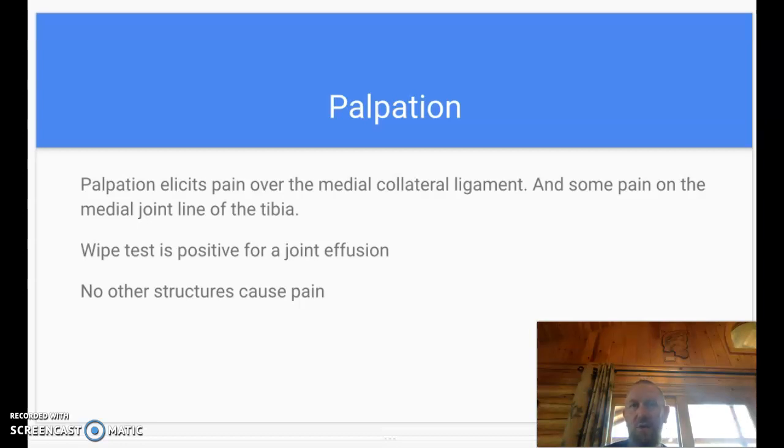And again, you guys don't know this because it's a knee injury, but joint effusions are related to having swelling inside the knee, inside the joint capsule itself. And the knee's joint capsule is pretty big. So it's almost like a big water balloon, but it's internal instead of external like a bursa. No other structures cause pain. So muscles, no pain, patella, no pain, tibia, no pain, fibula, no pain, femur, no pain.